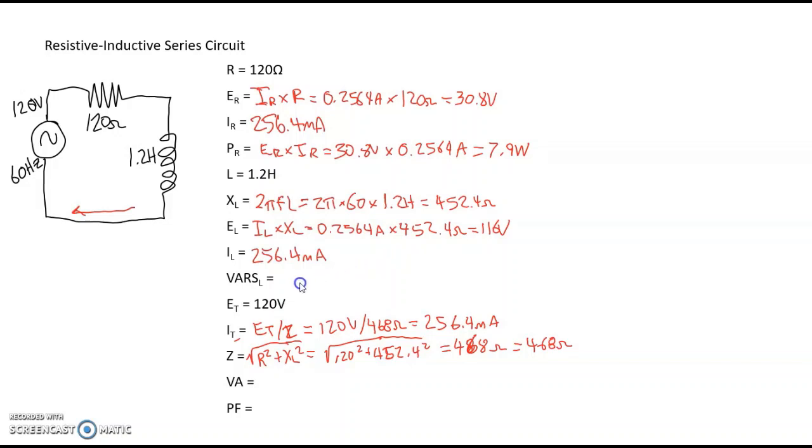Next, we can calculate the reactive power. This formula is also shown in the chapter and shown in Appendix B. That's the current flowing through the inductor squared times the inductive reactance, and that gives us 29.7 bars.